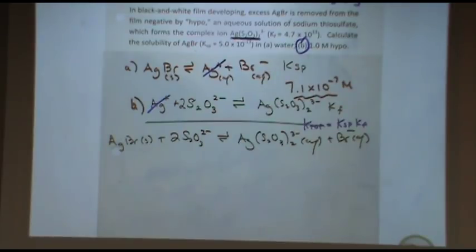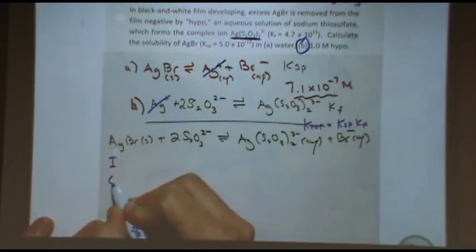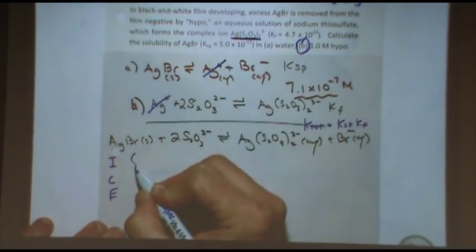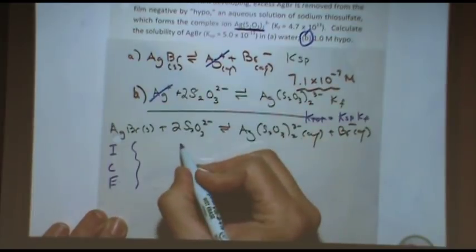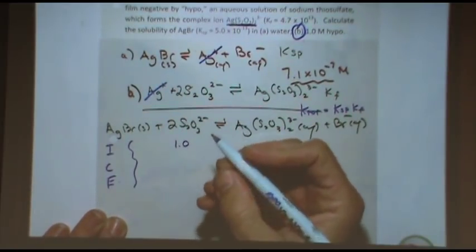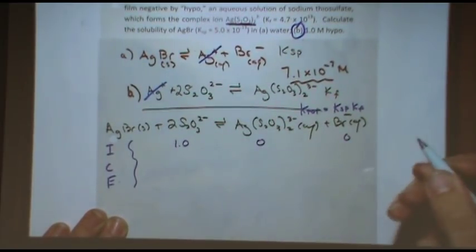This also is the ice table. You're finding the equilibrium concentration, or what we call the molar solubility. So that has to come through the ice table. So you would go I, C, E. You're going to ignore the solid. It's 1 molar of the hypo, so that goes 1 there. And this would be 0 and 0.